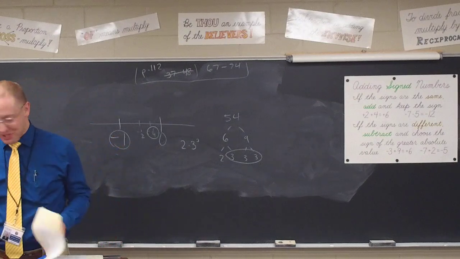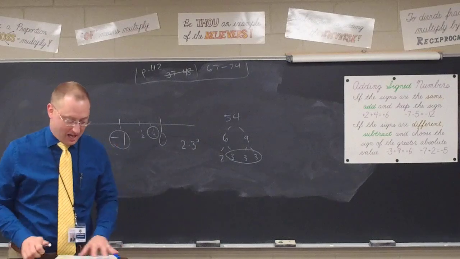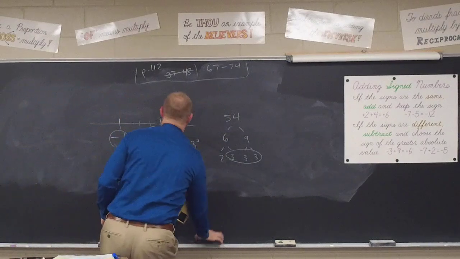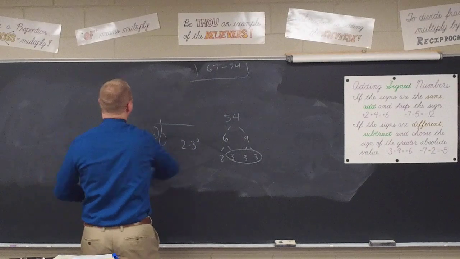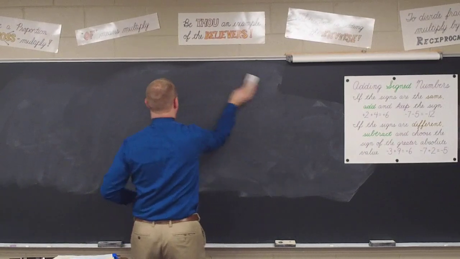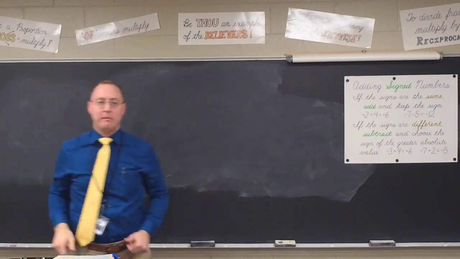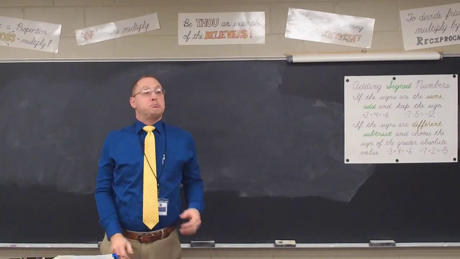Flip back, if you would, to page 111 real quick. Turn back to page 111. And we've been adding signed numbers using these rules, but we've always had just two numbers. One number plus another number. Or maybe it was subtraction, we changed to adding the inverse, but in class it was always one number and another number.